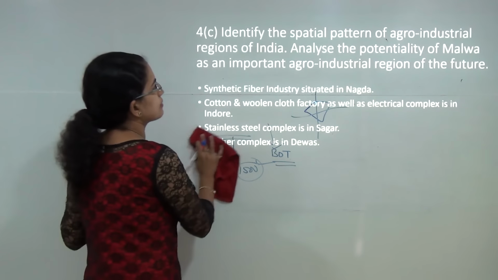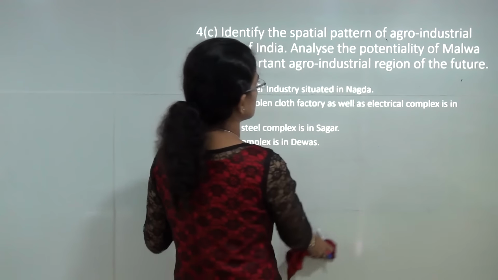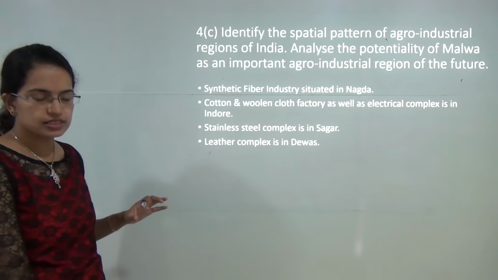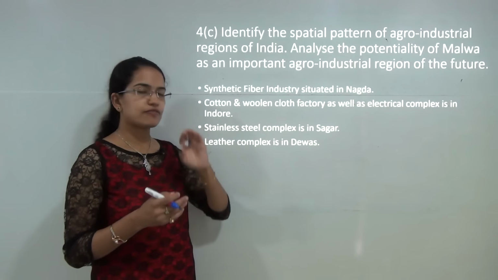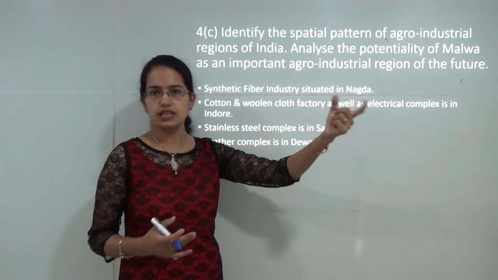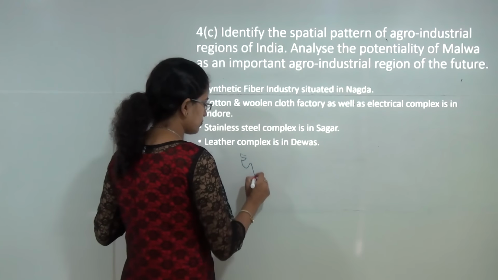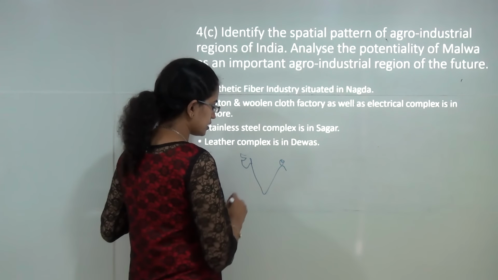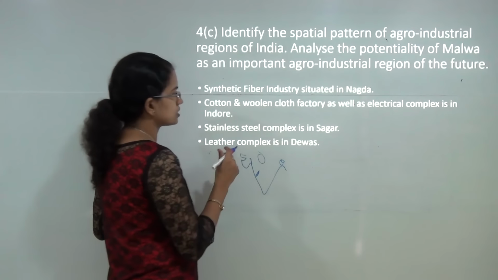The next is identify the spatial pattern of agro-industrial regions in India. Now when we say agro-industrial regions, you can definitely classify the regions under different heads. So you can say the regions which deal with cotton, jute industry, sugar industry, then you have tea industry, cotton industry. So all those would be agro-industrial regions. Now if I want to classify the regions in India, I can say some of the major regions would be the Hooghly region in West Bengal, you have the Ahmedabad-Baroda region, then you have the Pune-Nasik region, and then you have the Malwa region. So these are some of the regions.